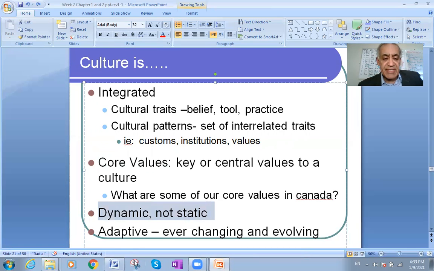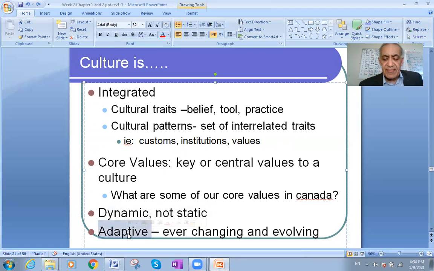Dynamic, non-static. Culture is changing. Yes, but it's very slow in changing. Is it affected? Yes, it's affected. It is more likely to be affected in a society like Canada, where there is a variety of people and diversity from all over the world. Yes, that's true.